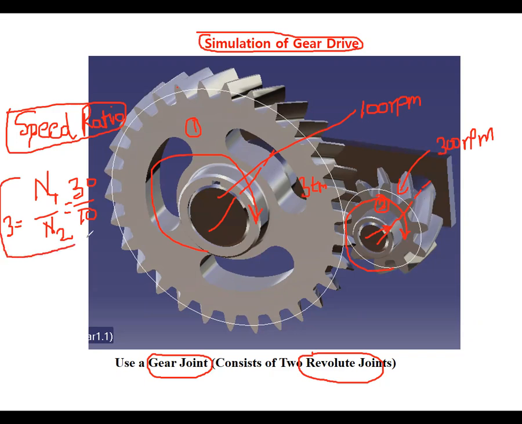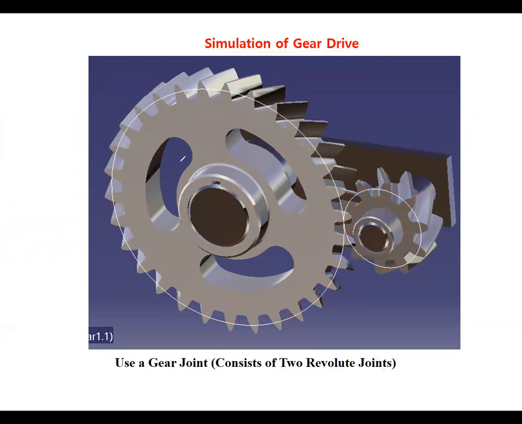That is one choice: if you know the number of teeth, you can count them and use N1 by N2. Or if you don't know the number of teeth, you can select the pitch circles, and the ratio of the pitch circle diameters gives the speed ratio. You can select this while making the gear joint. You will know all these things when we make a gear joint.